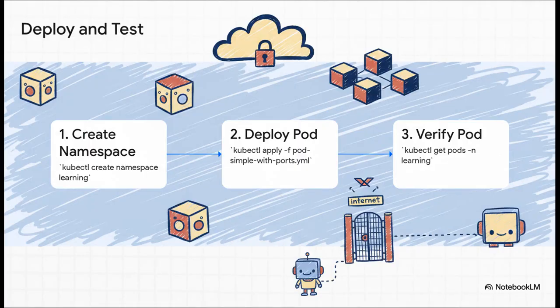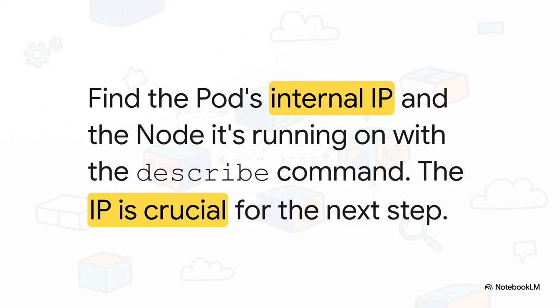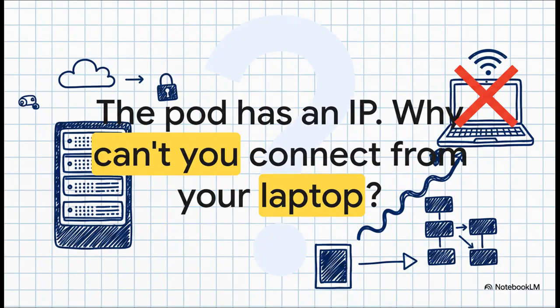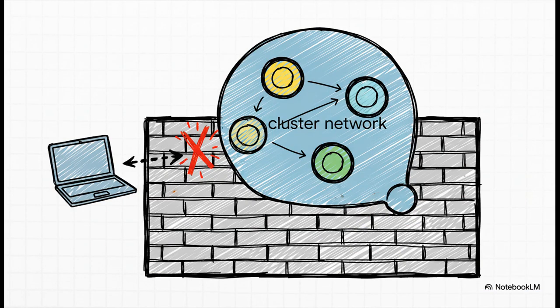All right, enough talk. Let's actually deploy this thing with a few quick commands. Now we can check on our pod and, more importantly, get its internal IP address. So you've got the IP. You can just curl it from your laptop, right? Well, not so fast. That's because pod IPs only exist inside the cluster's private network. They're not reachable from outside.